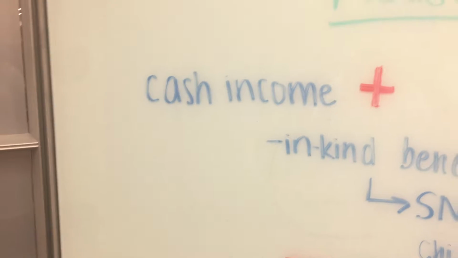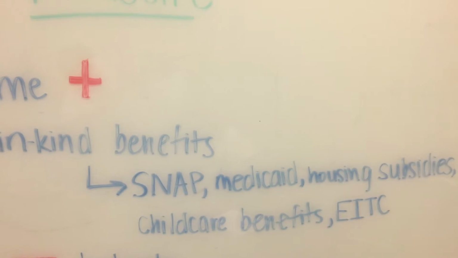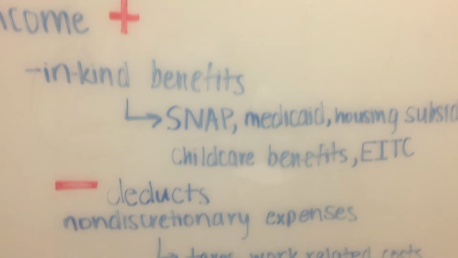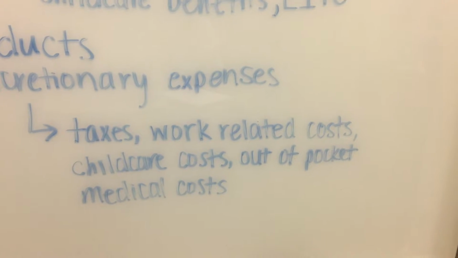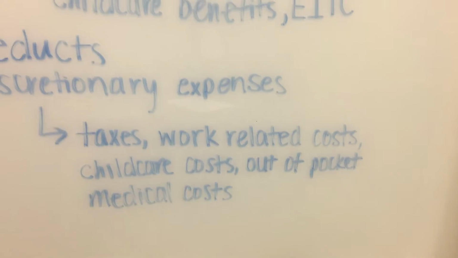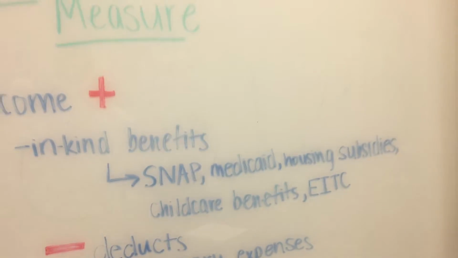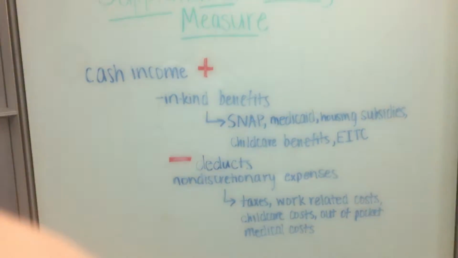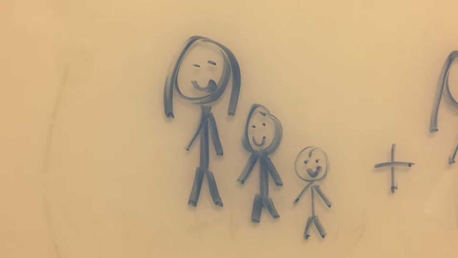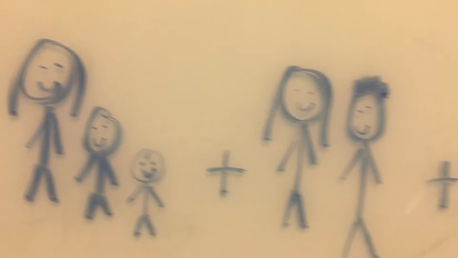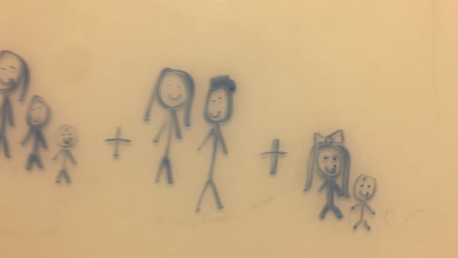The SPM analyzes the sum of cash income plus non-cash benefits that families can use to meet their FCSU needs. Deducted from family income are non-discretionary expenses such as taxes, work-related costs, child care costs, and out-of-pocket medical costs. A family unit is defined by the SPM as all related individuals living at the same address, any children, and any cohabitors and their children.